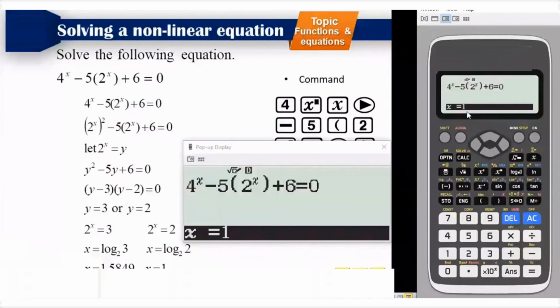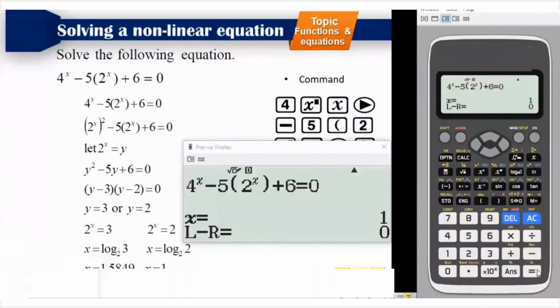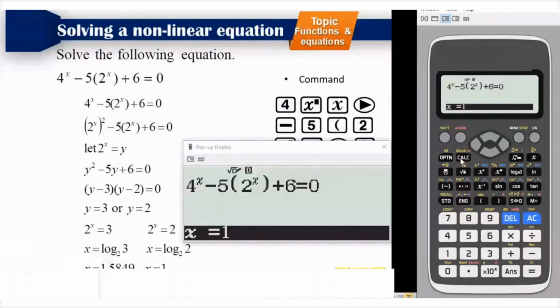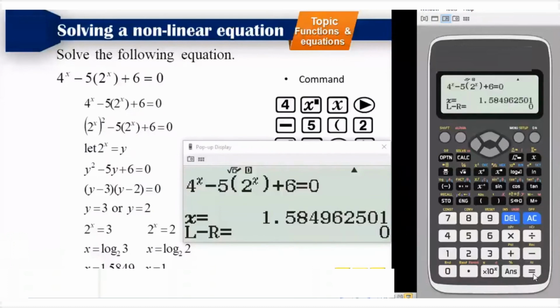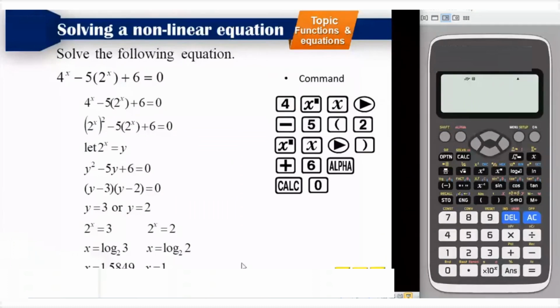So in order to realize whether we have another answer or not, we need to have some other stored value. So I press shift and calculate, and I press x as 2. When I press equals to, the stored value of x is now 2, and I will realize that yes, there is another answer, which is 1.5849, and L minus R is 0, which is an indication that there are 2 answers to this particular question.